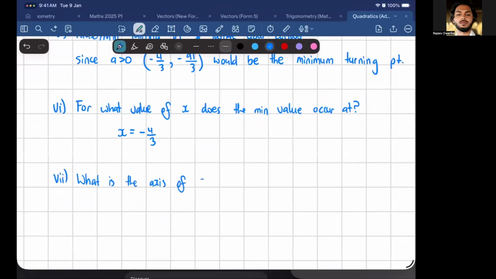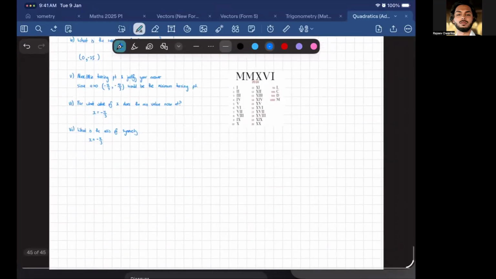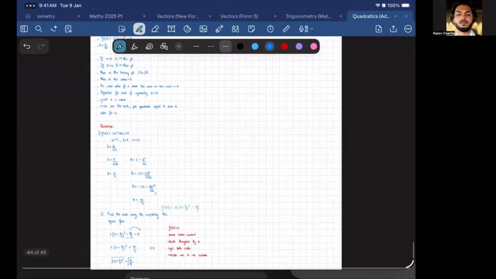What is the axis of symmetry? X equals -H. Right? And we know H is 4/3, so X would just be equal to minus 4/3. What else could I think? That's it, that's all they could ask you. Under completing the square, this covers everything that they will ask you.